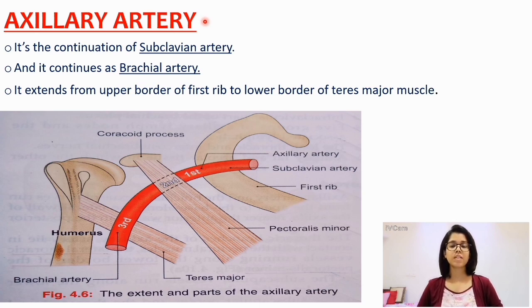of upper limb anatomy, that is axillary artery. We're gonna discuss it under four headings. First will be the introduction, next its relation, then branches, and lastly the clinical aspect.